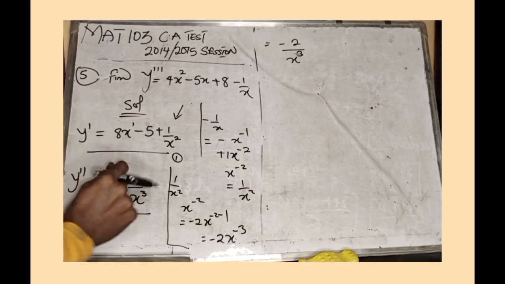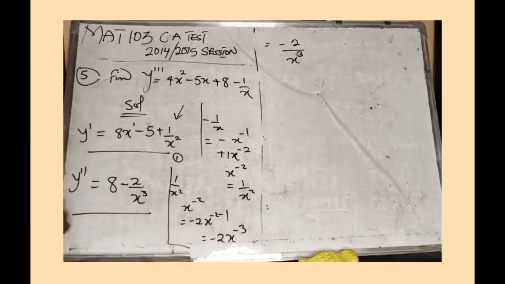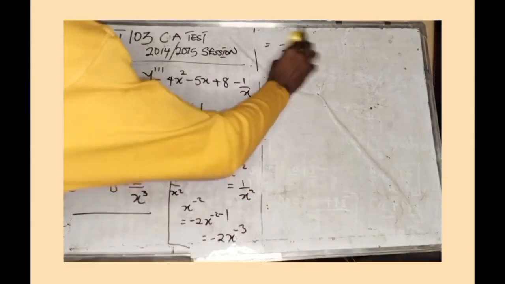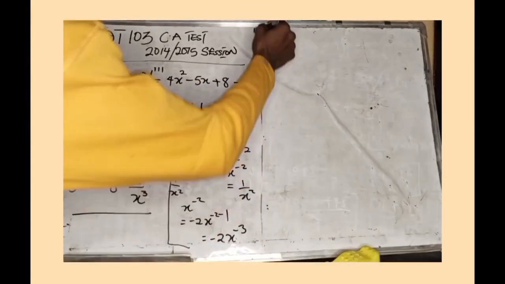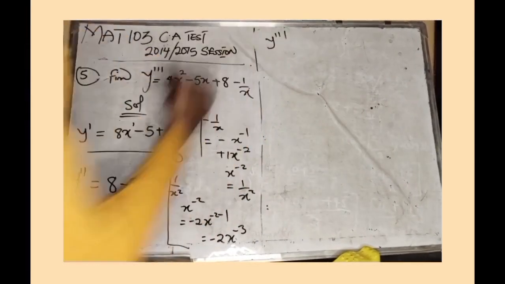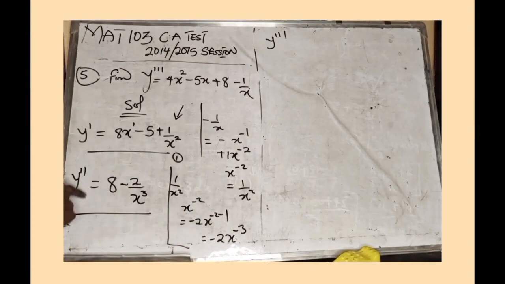So now guys, lastly I want to get my y double prime. That is the third derivative, from this answer here. So what do I do now? I'm still going to differentiate this one again with respect to x.